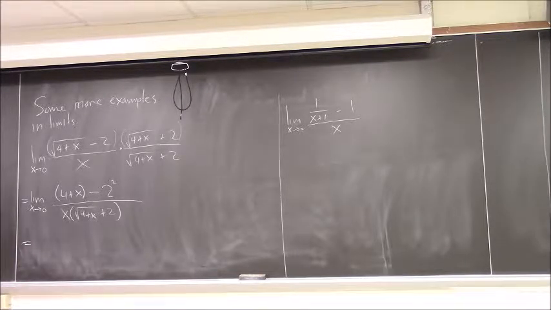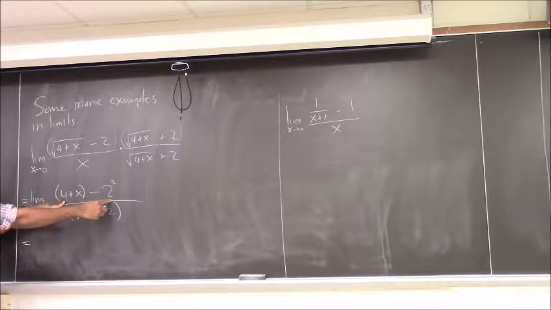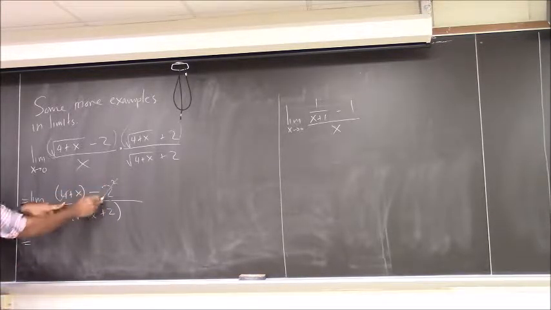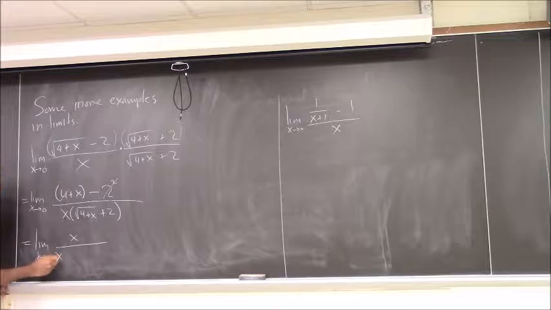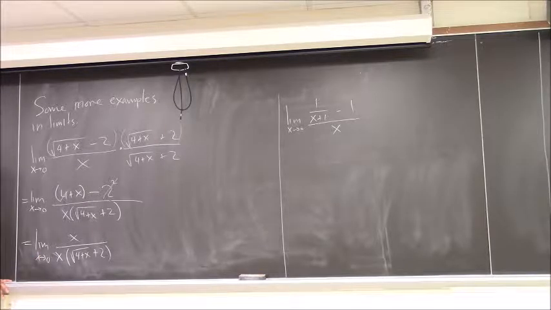Now what can I do? Do you do 4 minus 2 squared? You can cancel the top out. 2 squared is 4, in fact, so this is like 4 minus 4, so that would go away. And then you can cancel out the x over x. And so this is going to be x over x times this guy, 4 plus x. And so, yeah, now I'm allowed to cancel that x.